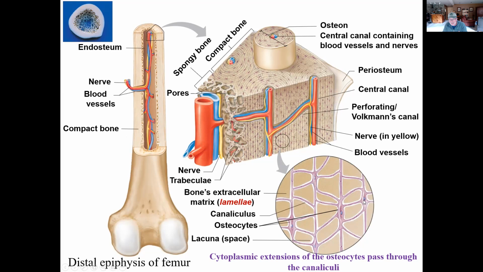And it allows, remember, for rapid diffusion of nutrients from the blood supply here in the central canal all throughout the entire osteon. So nutrients can get to these cells via diffusion, and waste products can move from all these cells eventually back and be removed via a vein.